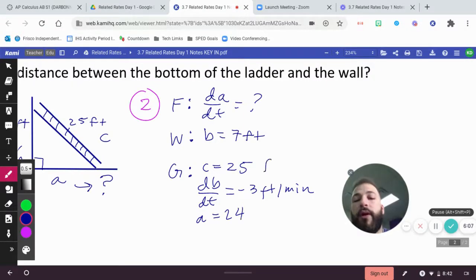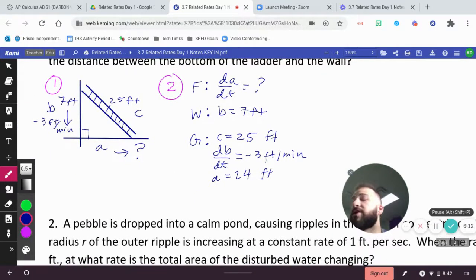24. Okay, if you did not know that, we could also use the equation we're going to find for our part E. So Fwiggy, F-W-G-E, find, when, given, equation. We want an equation that's going to relate the situation together. Well, the only equation that relates sides of a right triangle together is the Pythagorean theorem. So E is equal to A squared plus B squared equals C squared. Okay. So if you didn't know A, if you didn't know 7, 24, 25, we could always use this equation to just solve for A really quick. Okay. So that's step 2.